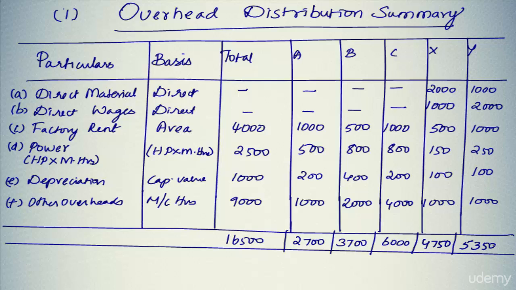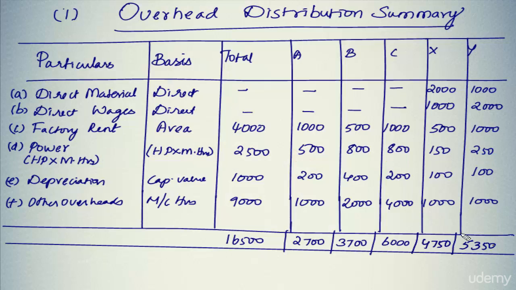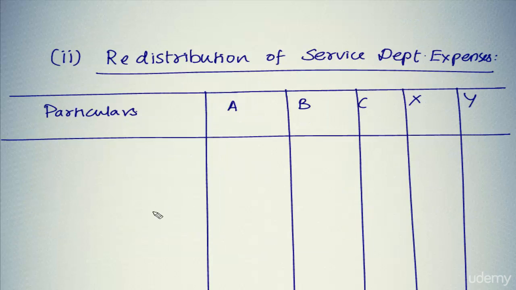Then we'll move on to question 2. Question 2 is: you have to prepare a statement showing redistribution of service department expenses to production departments. Here we have calculated the service department expenses, which are $4,750 and $5,350. Now these expenses have to be apportioned between these three departments. And how are we going to do it? We are going to follow a repeated distribution method, because one service department services the other and also receives services. So there is an exchange of service. So we'll construct this small table for redistributing the service department expenses.